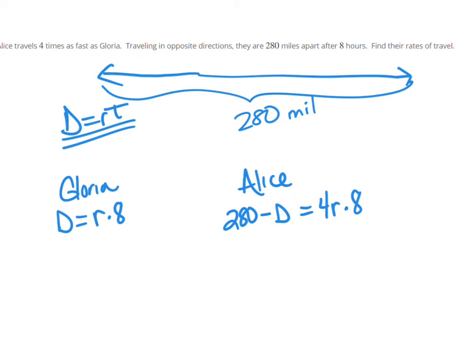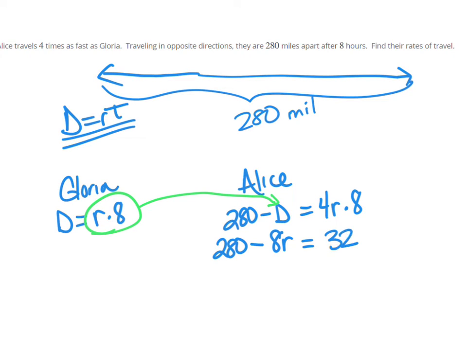After this, it sets up pretty similarly. I'm going to substitute again. I'm going to put that in for the D right here. I'm going to end up at 280 minus, and instead of a D, it's an R times 8. I'd probably call that 8R equals, and on this, I'm multiplying, so I'm going to go ahead and multiply those numbers. That's a 32 times that R.